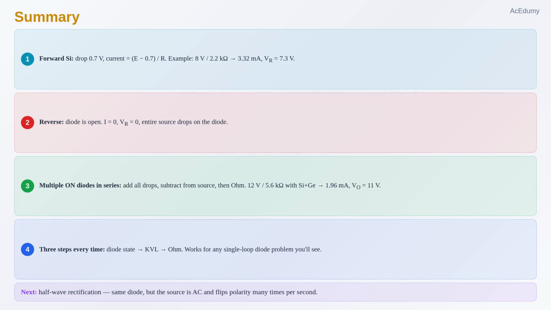In the next lesson, we put this to use on rectifier circuits, where the diode flips between on and off many times per second to convert AC into DC.